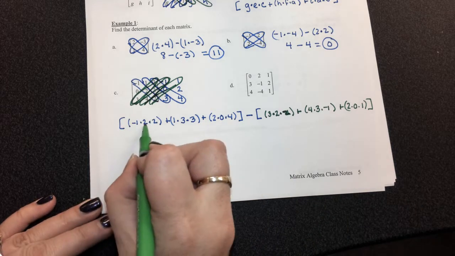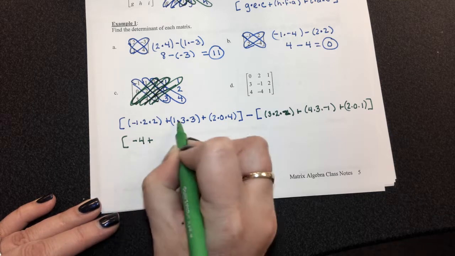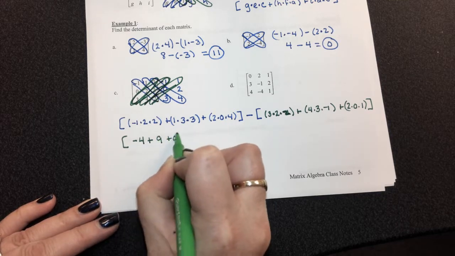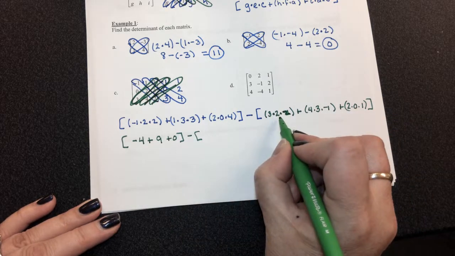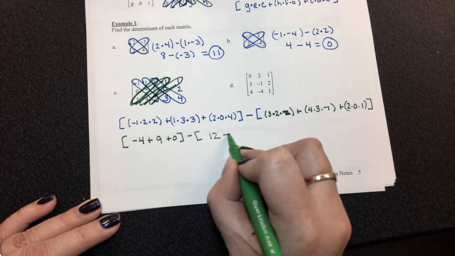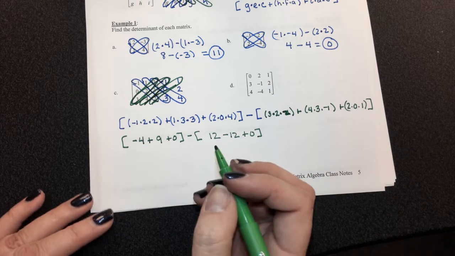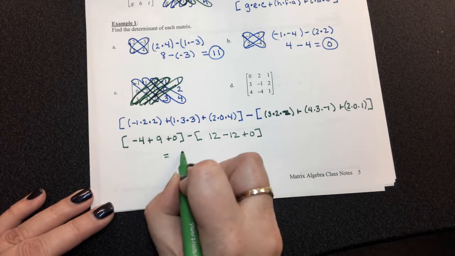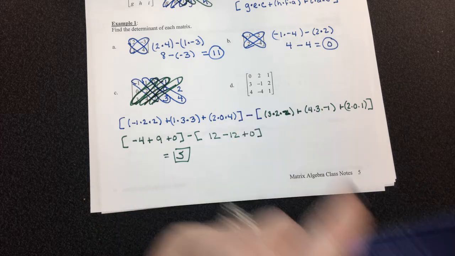So negative 1 times 2 times 2 is going to give me negative 4, plus 9, plus 0. Minus 3 times 2 times 2 is 12, minus 12, plus 0. So what is the determinant of this 3 by 3 matrix going to be? It's going to be a 5. Okay? You guys go ahead and try D for me on your own.